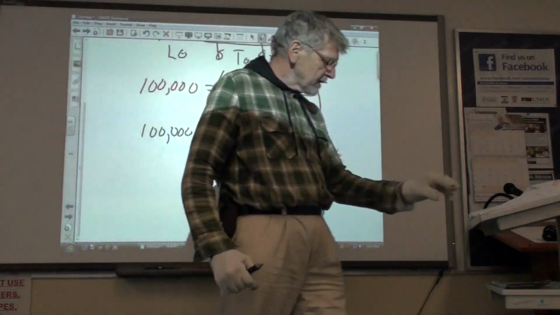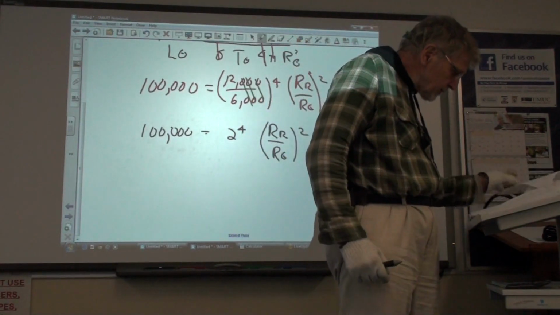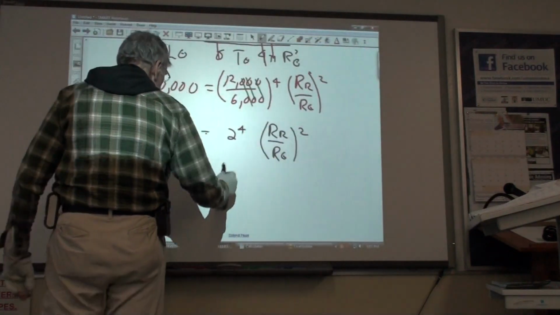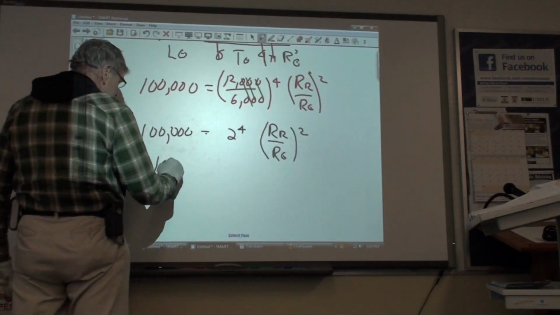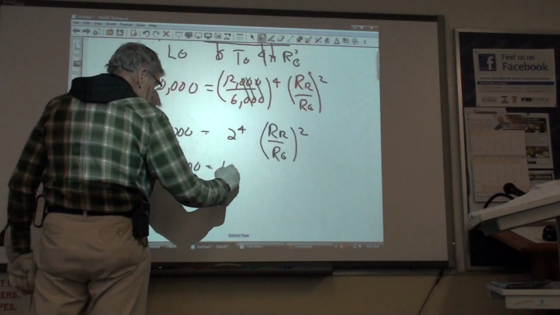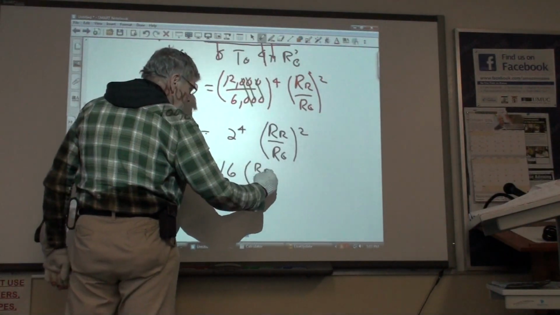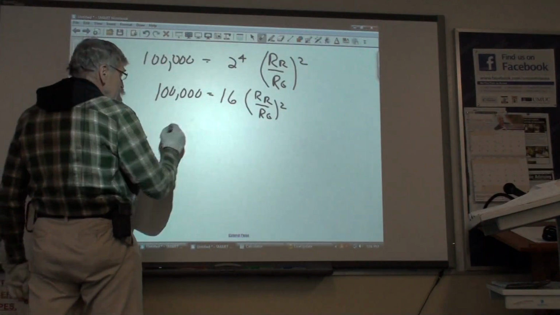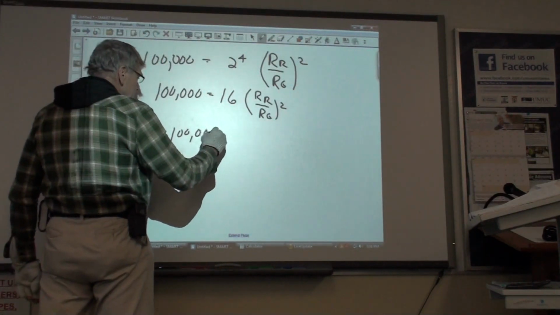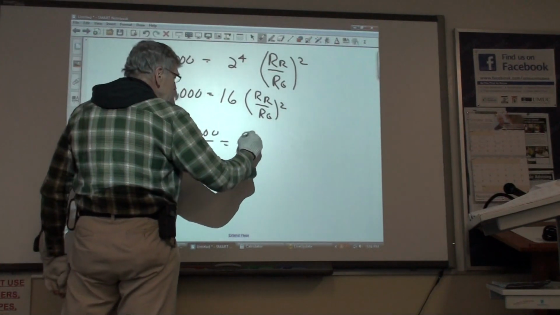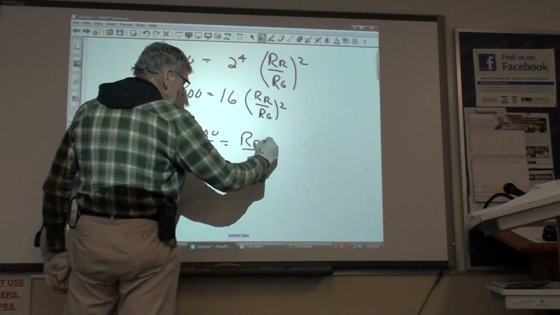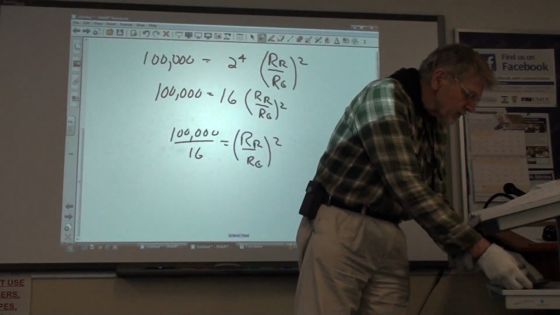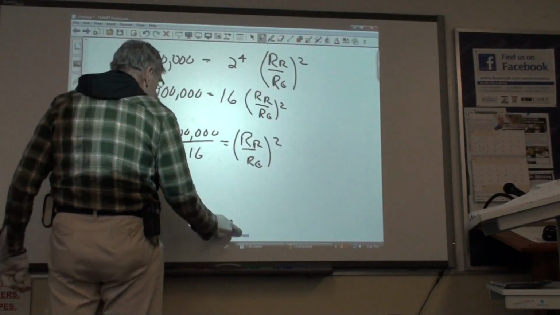So we can either take square roots at this point, or we can continue. So why don't we just continue? 2 to the 4th is 16. So 100,000 equals 16 times what we're looking for. And so this comes down on the bottom of the other side. 16 equals the ratio of what we're looking for squared. And if you take your calculator and divide 100,000 by 16, you get 6250.